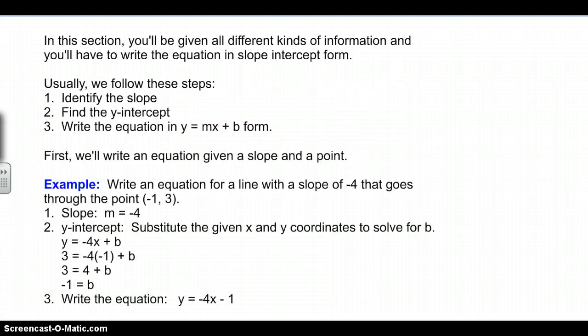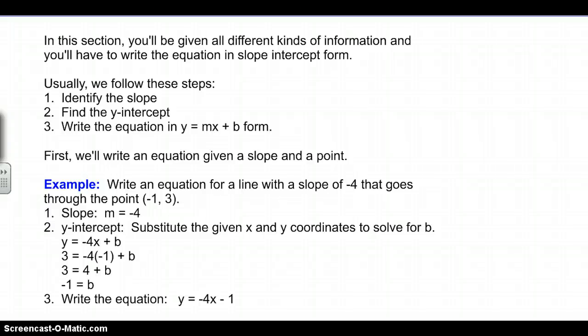This is section 5.2, equations in slope-intercept form continued. In this section, you'll be given all kinds of information and you'll have to write the equation in slope-intercept form. If you think back in the past, they gave you the slope and they gave you the intercept and you had to write it in the form.